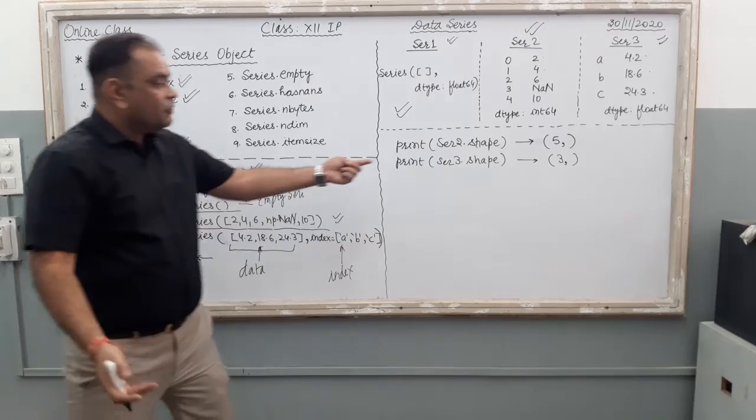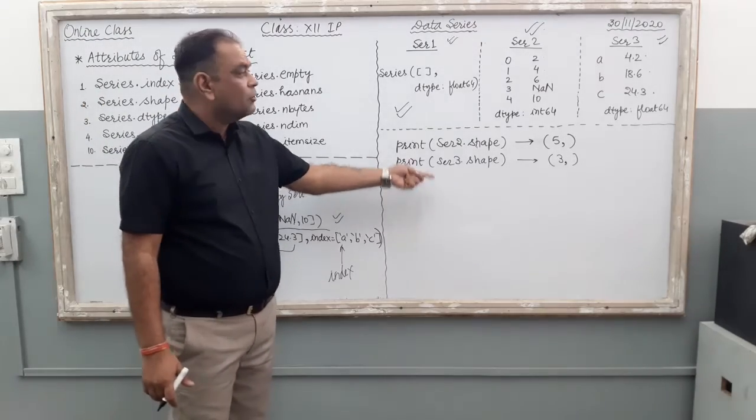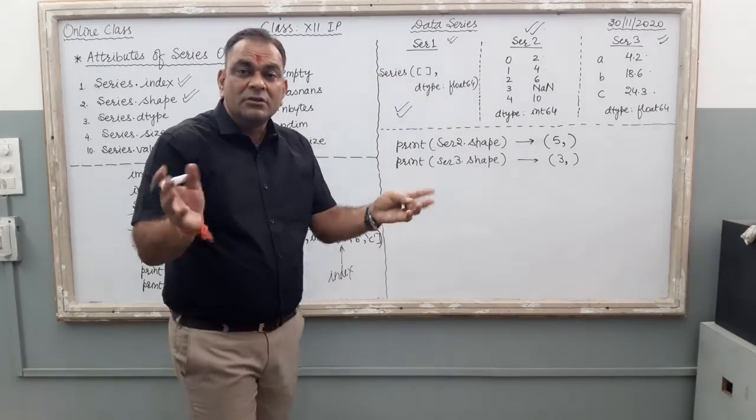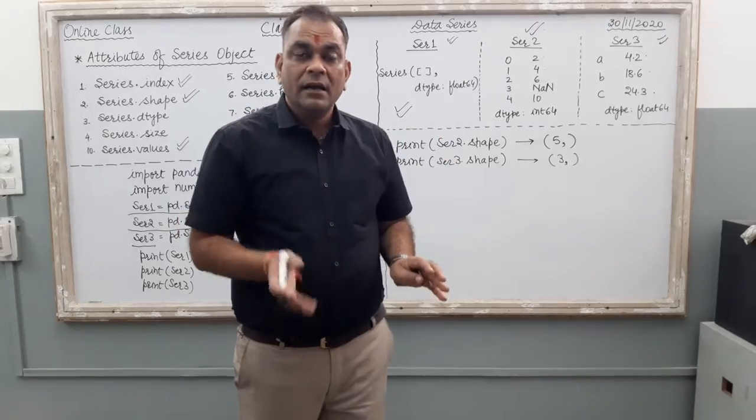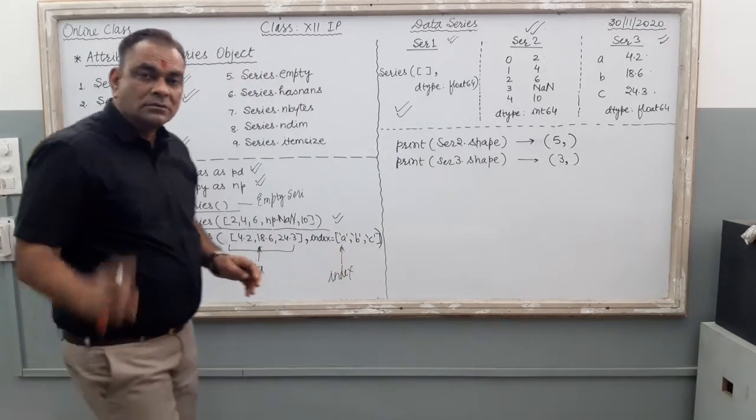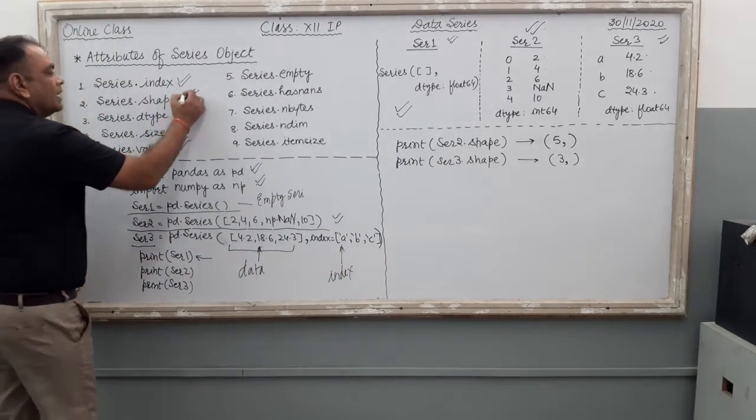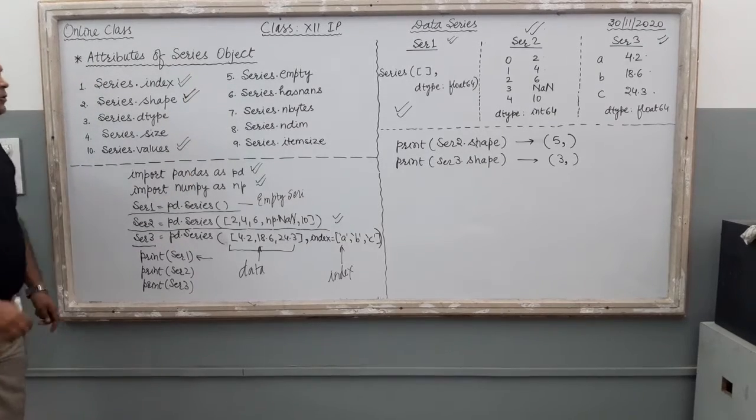Clear? And if you apply the same shape attribute with series 1, what is series 1? It is empty, there is nothing in it. So what will happen? 0. Right? So we have done this shape attribute.